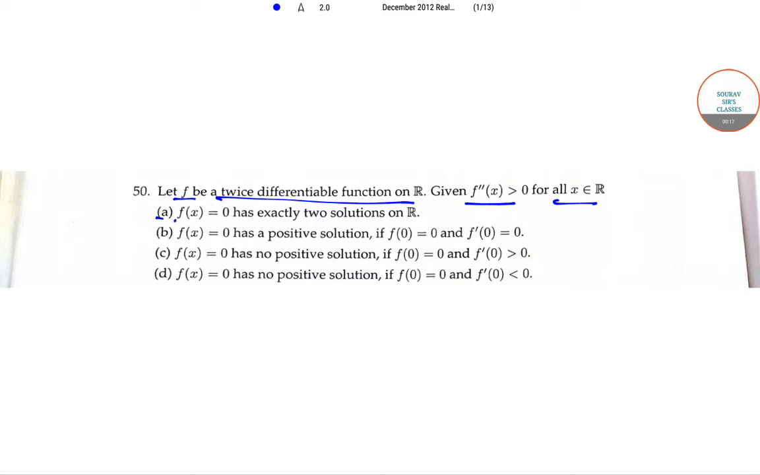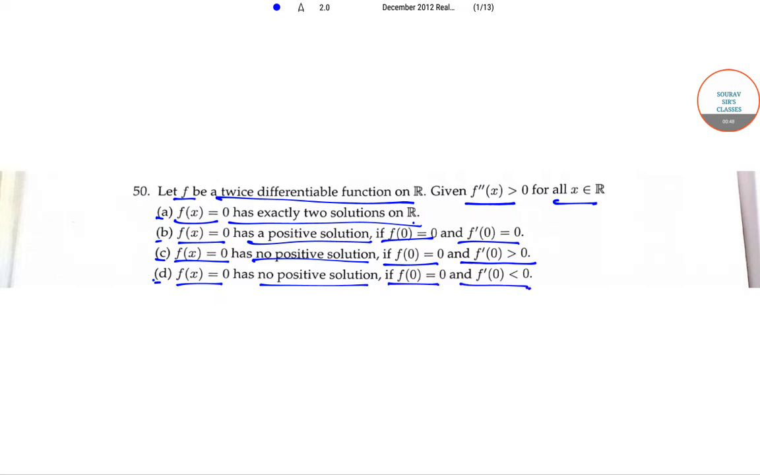Option A, f(x) = 0 has exactly two solutions on R. Option B, f(x) = 0 has a positive solution if f(0) = 0 and f'(0) = 0. Option C, f(x) = 0 has no positive solution if f(0) = 0 and f'(0) > 0. And option D, f(x) = 0 has no positive solution if f(0) = 0 and f'(0) ≤ 0.